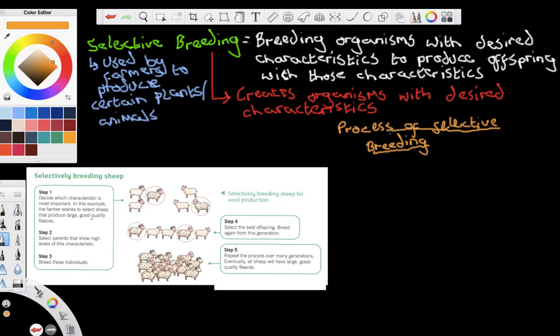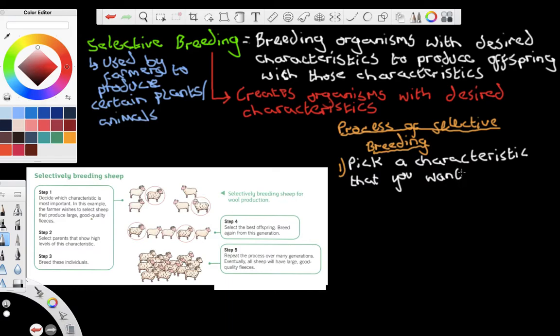And we can go through this step by step. It is on here, but we're going to break it down a little bit more. So number one is that you pick a characteristic you want. The second step is that you find two organisms with that characteristic. Find a breeding pair with the characteristic.